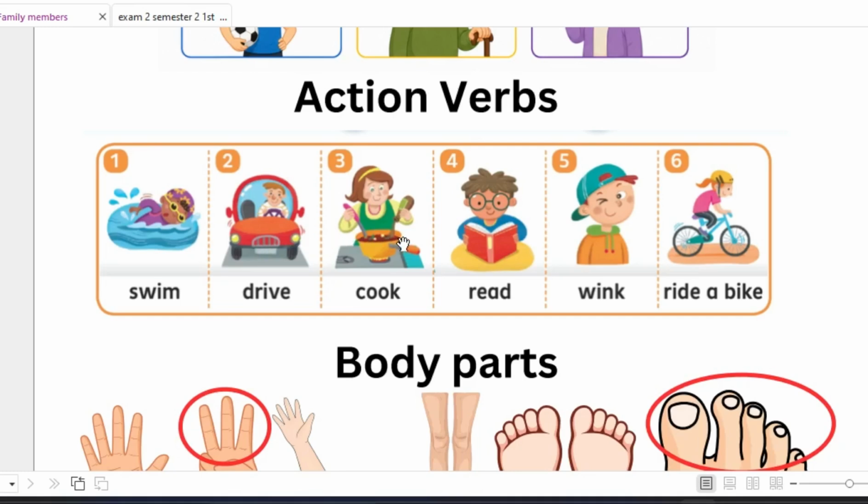Cook. Can you cook? Yes, I can. Can you read? Yes, I can read. Can you wink? Yes, I can wink, or no, I can't wink. The last one, ride a bike. Can you ride a bike? Yes, I can.